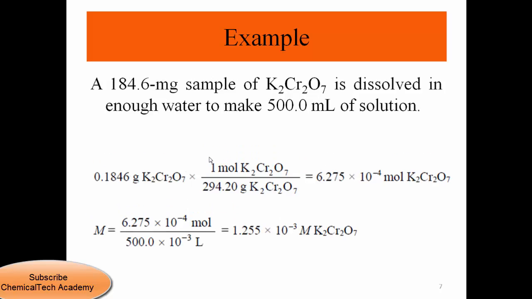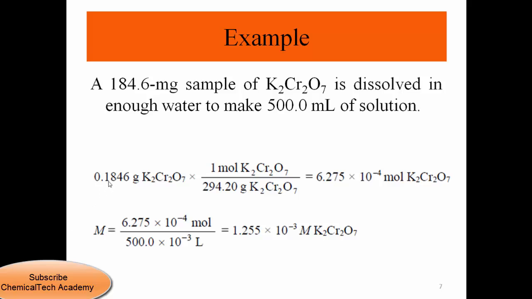Next example: a 0.1846 gram (184.6 milligram) sample of K2Cr2O7, or potassium dichromate, is dissolved in enough water to make 500 milliliters of solution. Here again we need to find the concentration or molarity. We have the volume of solution in milliliters, so we need to convert it to liters. If we divide 500 by 1000, it gives us 0.5. And we have the amount of solute in milligrams, so we need to convert milligrams to grams and then grams to number of moles.